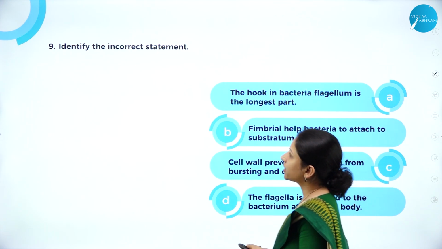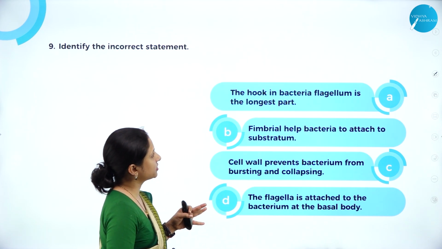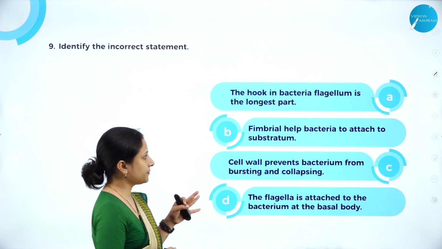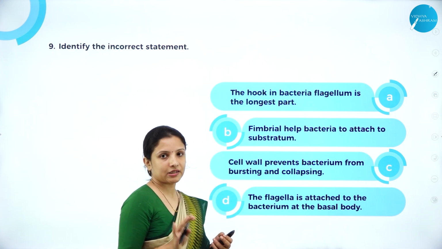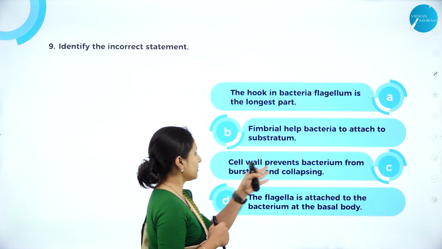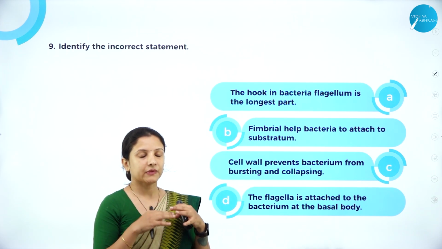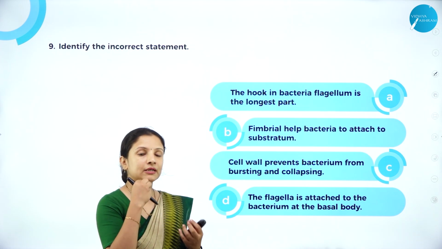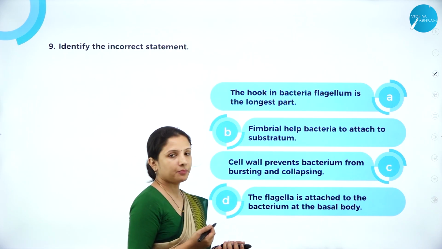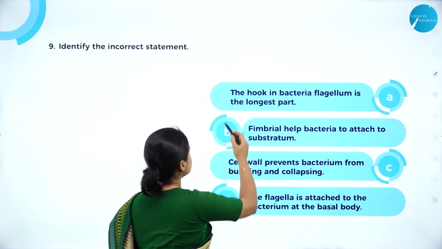Next, identify the incorrect statements. Some of the statements given here: The hook in bacterial flagellum is the longest part. Fimbria helps bacteria to attach to substratum, such as rocks and so on. The cell wall prevents the bacterium from bursting and collapsing. Yes, the cell wall provides structural support to the bacteria. The flagellum is attached to the bacterium at the basal body. That is also correct.